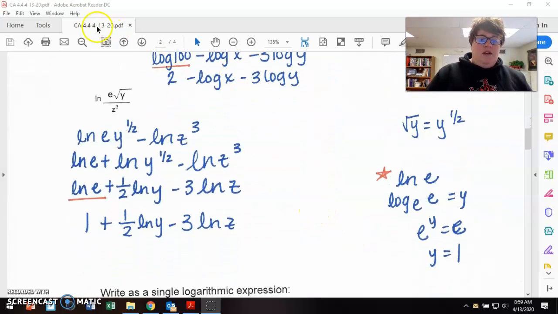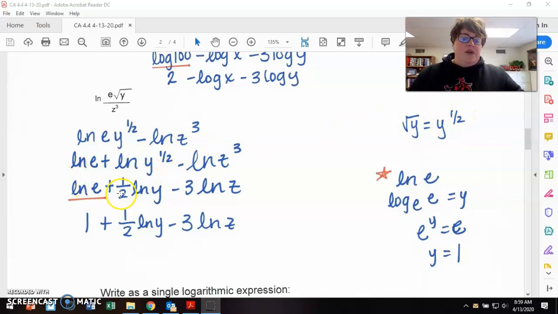Okay, the next one. So natural log of the top minus natural log of the bottom. Expand your division, or excuse me, expand your multiplication with addition. So that's why these two are added together. Bring down your powers. The 1/2 power is because we can rewrite a square root as y to the 1/2 power. Bring down your powers. So natural log of e plus 1/2 natural log of y minus 3 natural log of z. And then we can simplify.